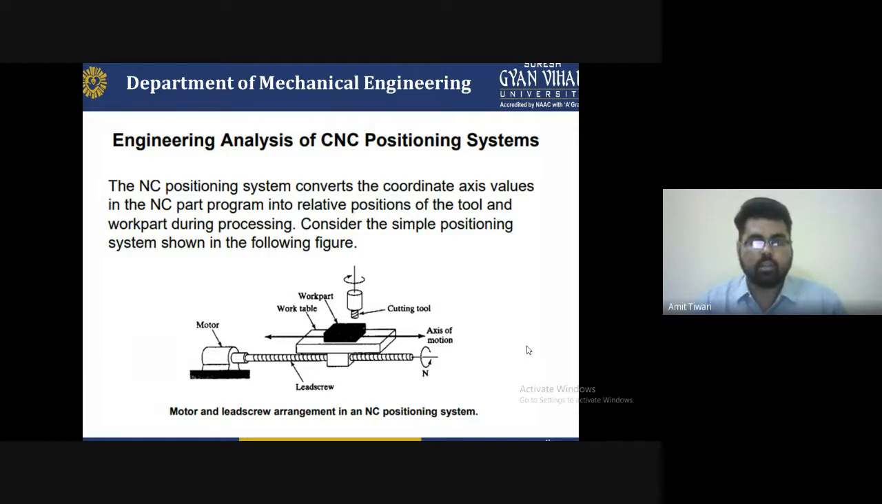which converts the coordinate axes along the XY plane and XY direction into the relative motion of the tool, which we are working with. So this tool will continuously move, and the axis will also be in motion. So this tool will continue motion and make a part. So these are some simple, easy analyses of the CNC positioning system with the help of the computer program.